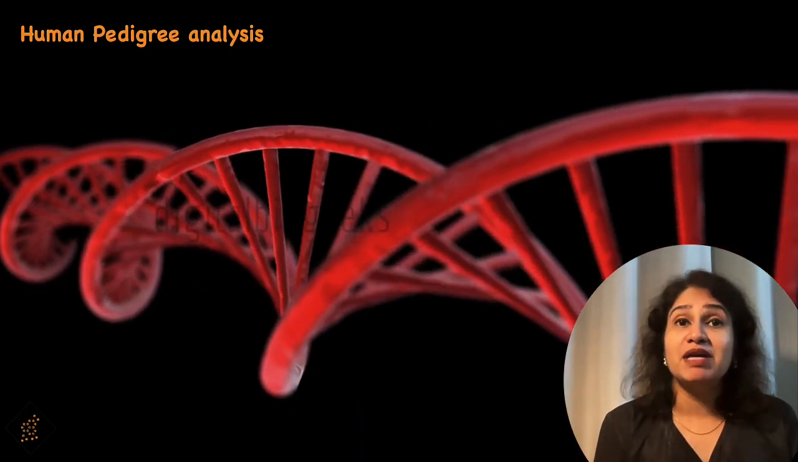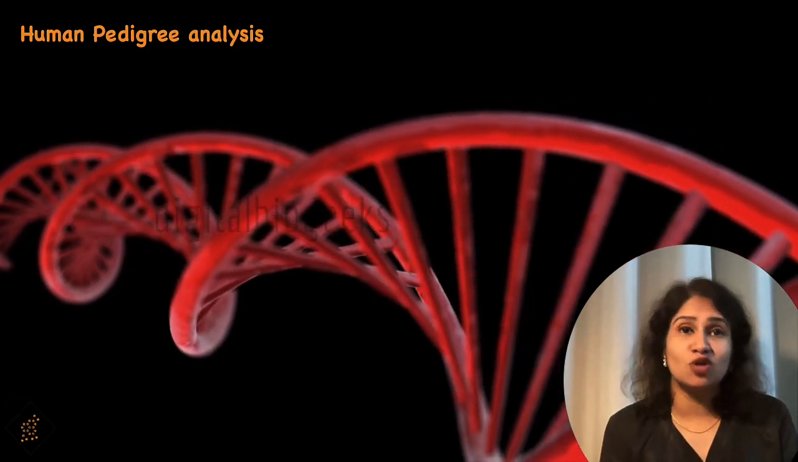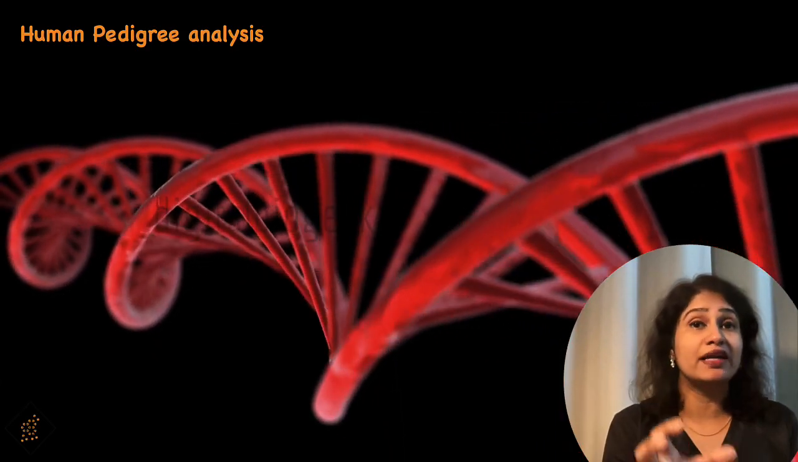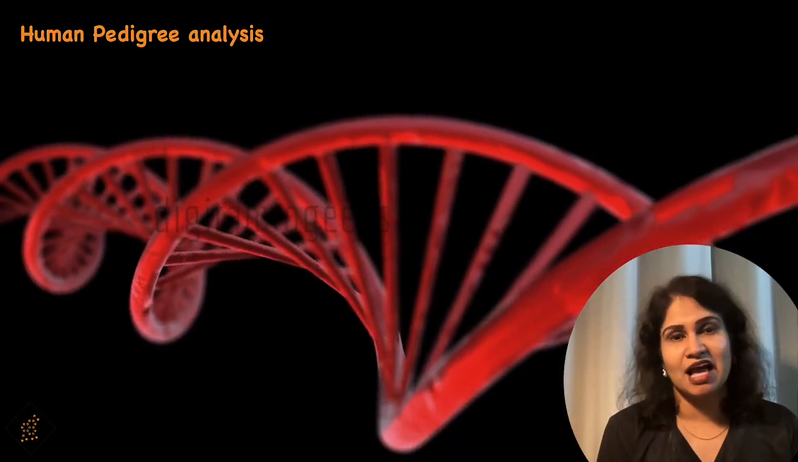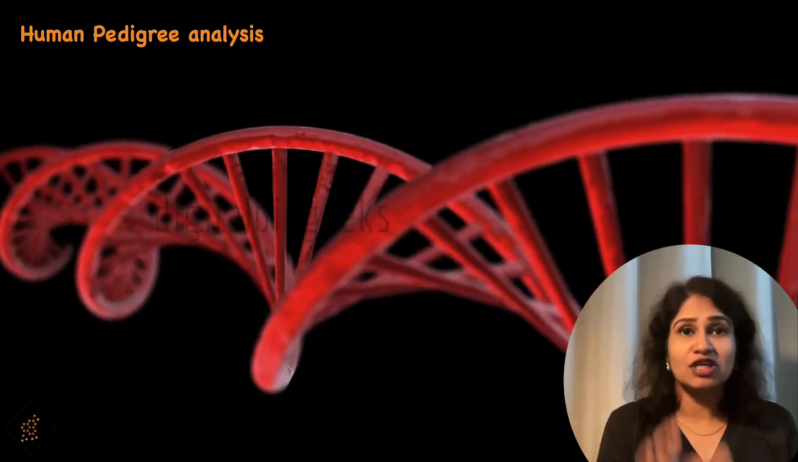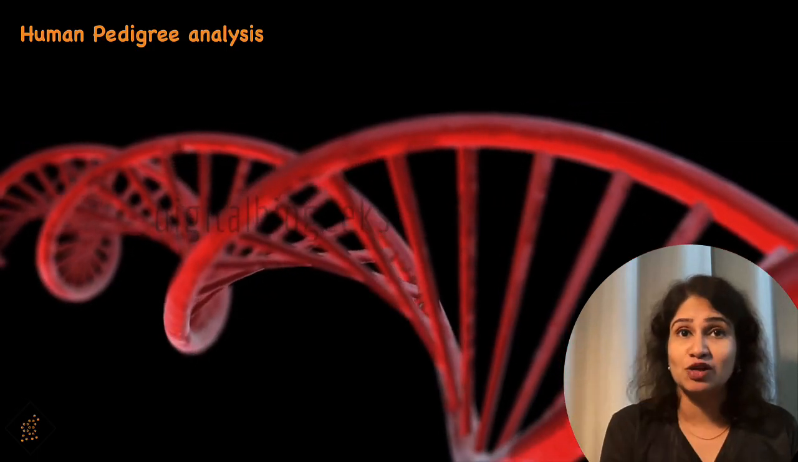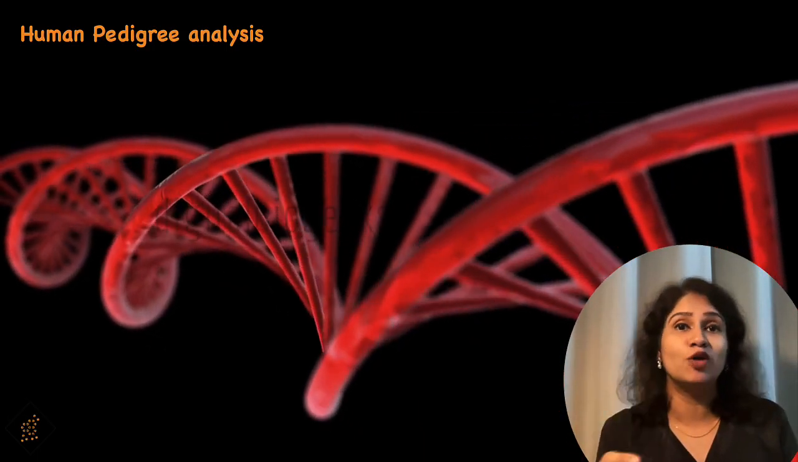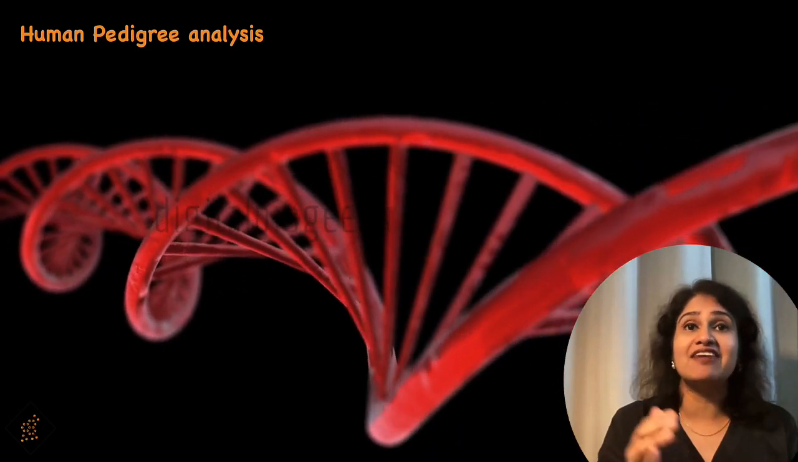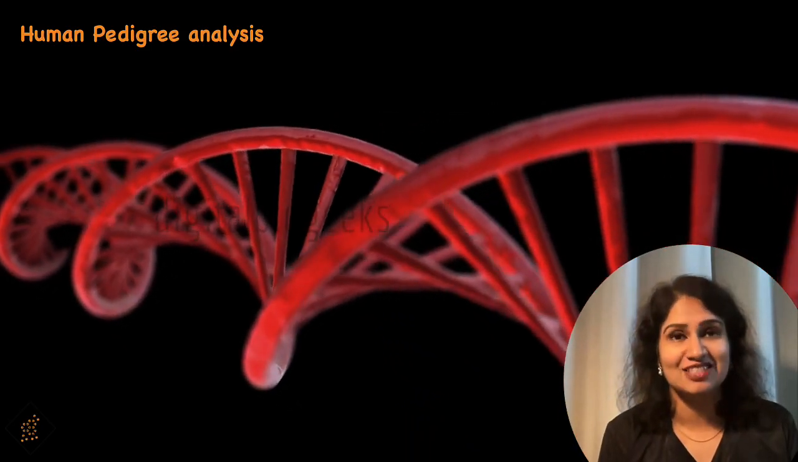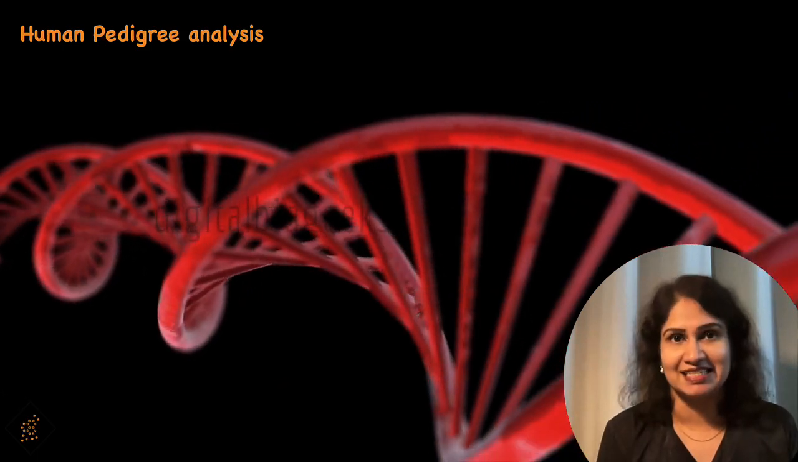Mutated genes can be associated with various disorders. Such a trait or an abnormality can be inherited to several generations. By analyzing the generations of a family, we can trace the inheritance of an abnormality. Such analysis of traits in several generations of a family is called the pedigree analysis.